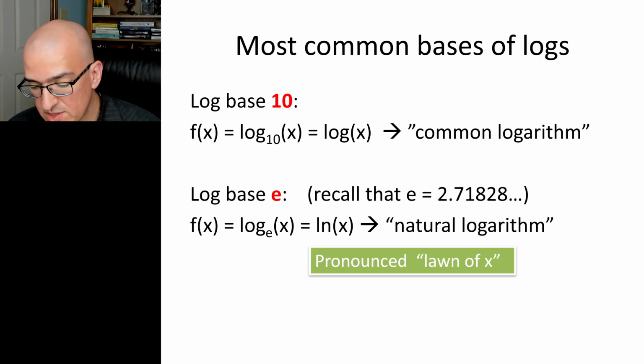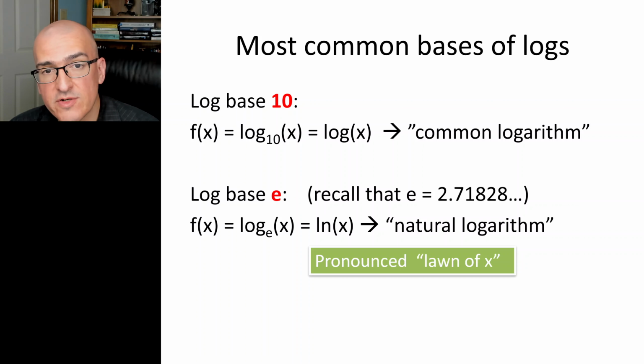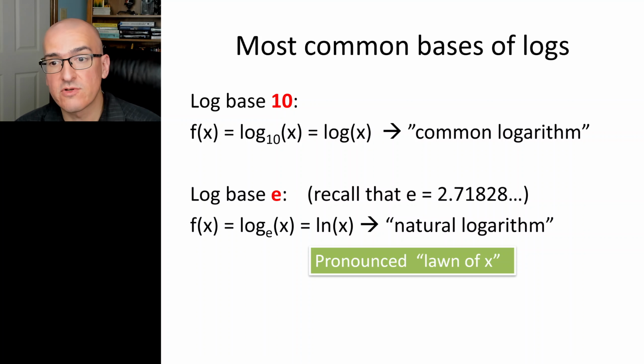e is this extremely special number discovered, as far as we know, by someone trying to understand compound interest, and it is expressed in the sciences and social sciences. It's hard to escape. It's encoded in the DNA of the universe. Because it's natural to the universe, we call a log function with that base the natural log function. And because doing math with base 10 is so common, we call log base 10 the common log function.